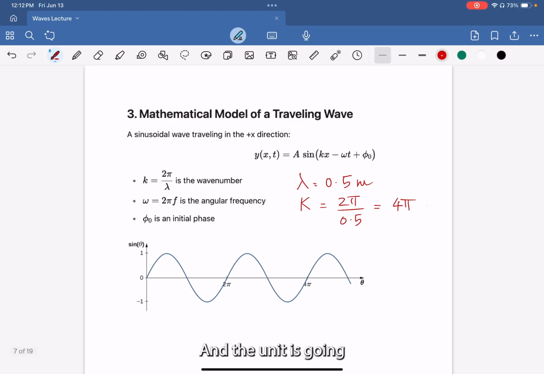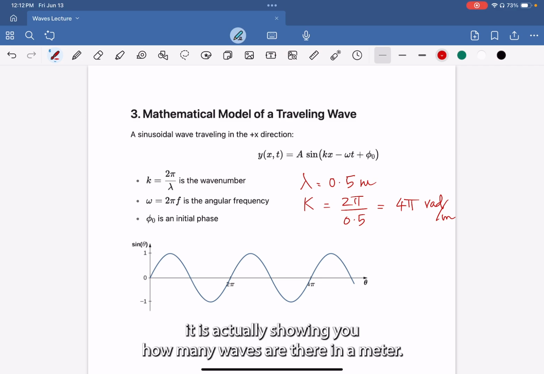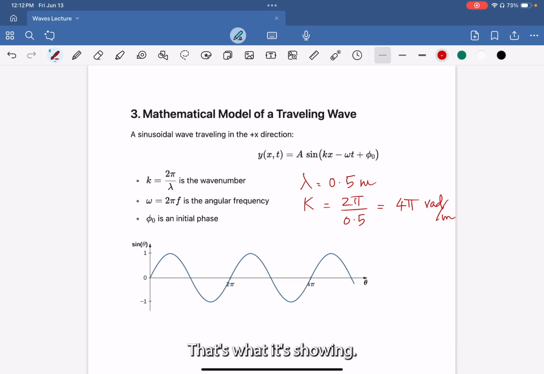And the unit is going to be radians per meter. So smaller the wavelength, bigger the wave number. In a sense, it is actually showing you how many waves are there in a meter. That's what it's showing, right?